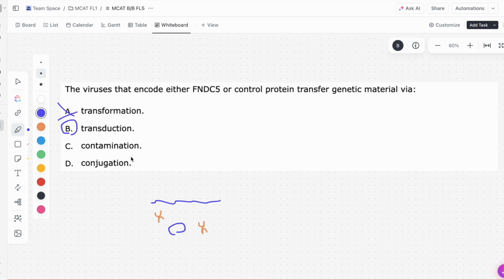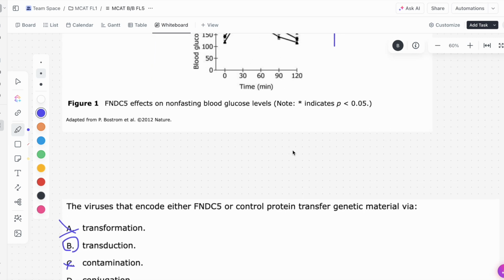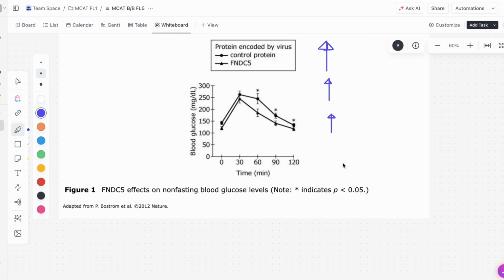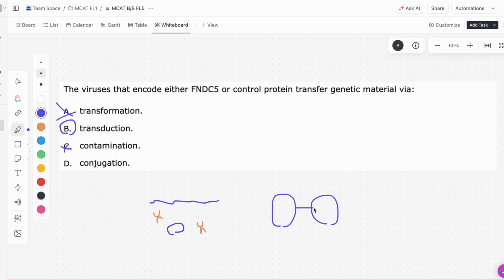What is contamination? Contamination is exactly what it sounds like. It's just when you contaminate something, for example, getting your lab equipment dirty. There's nothing special about this for us here. Now, what is conjugation? This is when you have two different bacteria, and they exchange nucleic material with each other. So what we know here is we're using viruses, first of all, and we don't have any bacteria, at least for this part of the passage. Since we're looking just at viruses and not bacteria exchanging material with each other, we know it can't be conjugation, which means B has to be the correct answer for this problem.